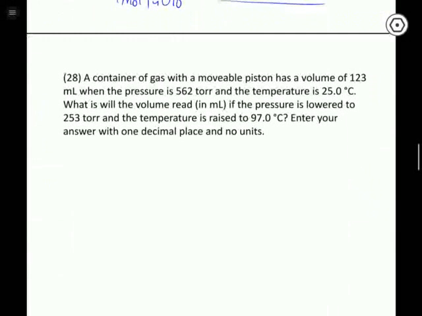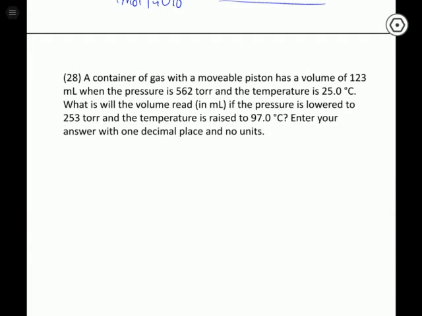Okay, so number 28, back to gas laws. We have a container of gas with a movable piston, has a volume of 123 milliliters when the pressure is 562 torr and the temperature is 25 Celsius. What will be the volume if the pressure is lowered to 253 torr and the temperature is raised to 97 Celsius? So here we have three variables we're considering: pressure, volume, temperature.